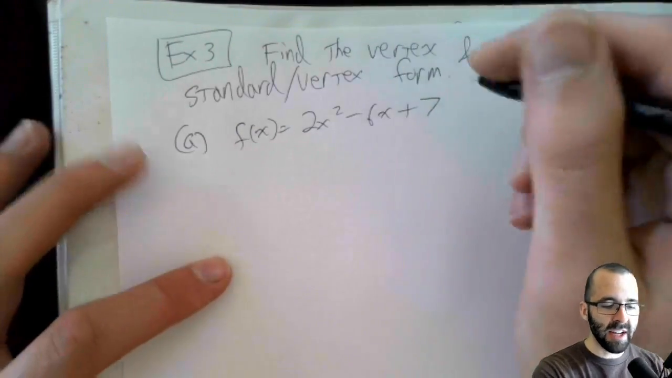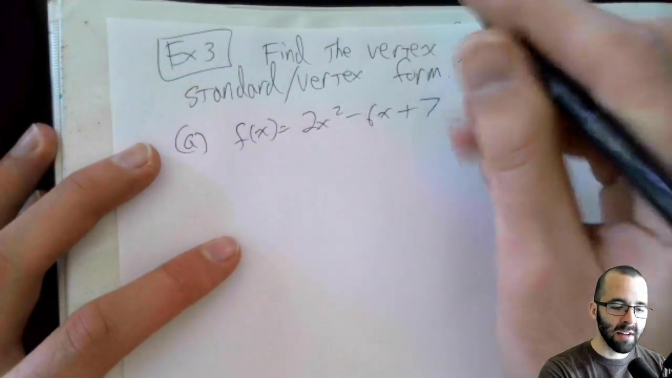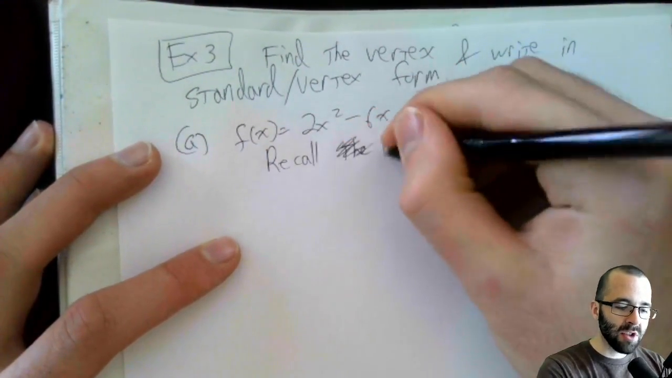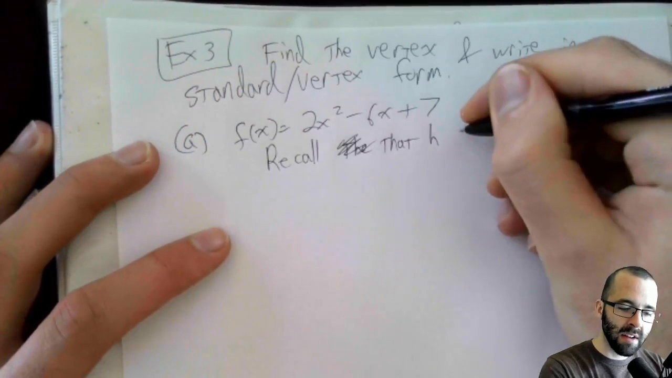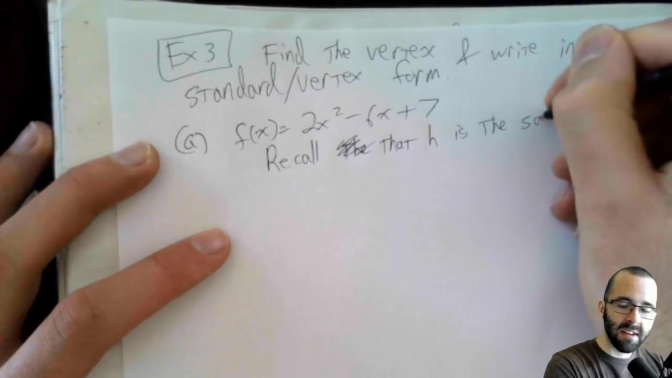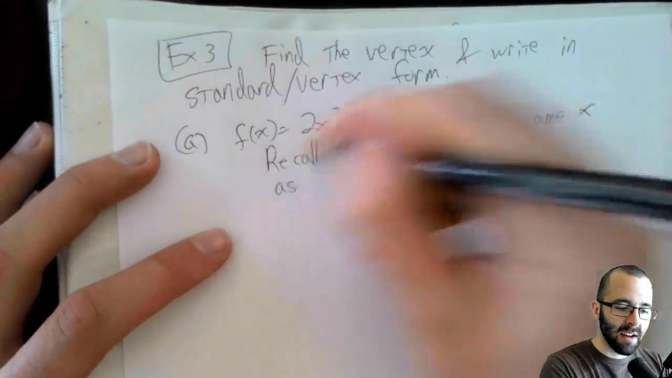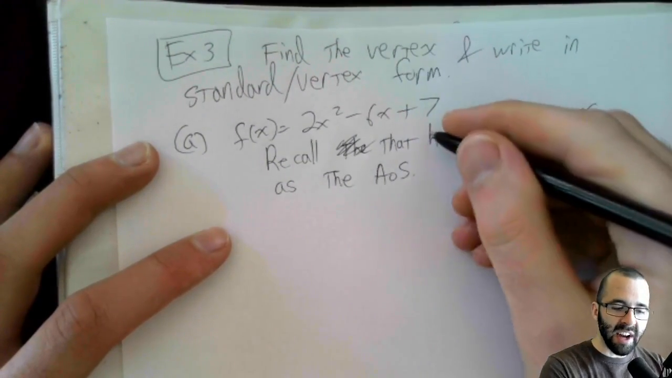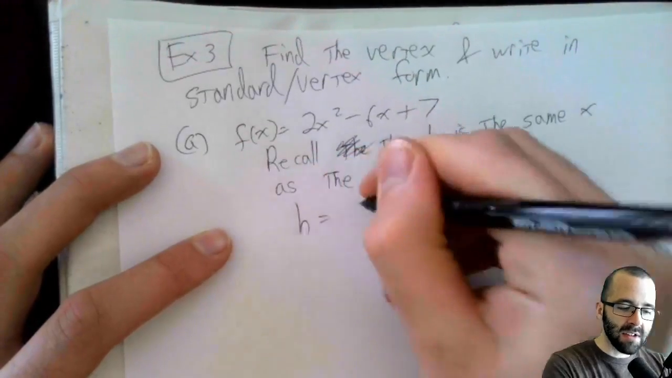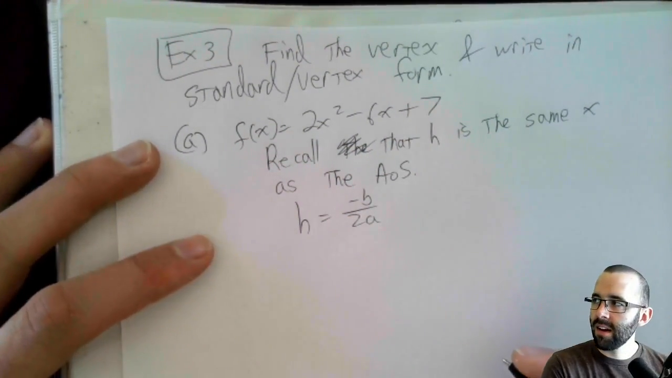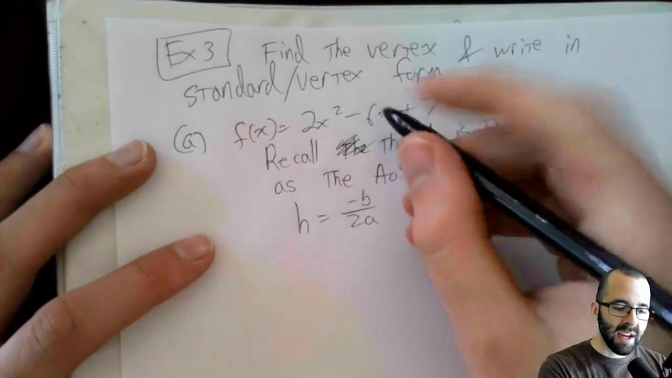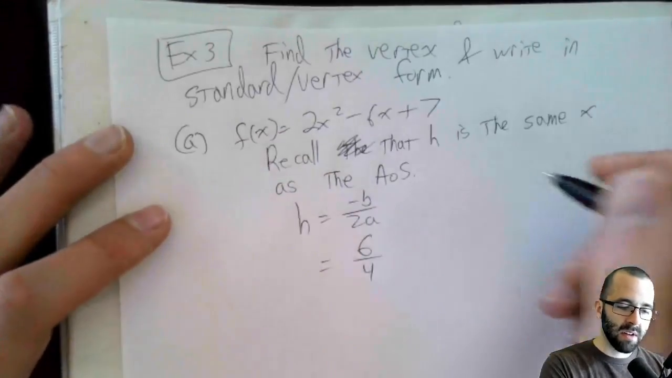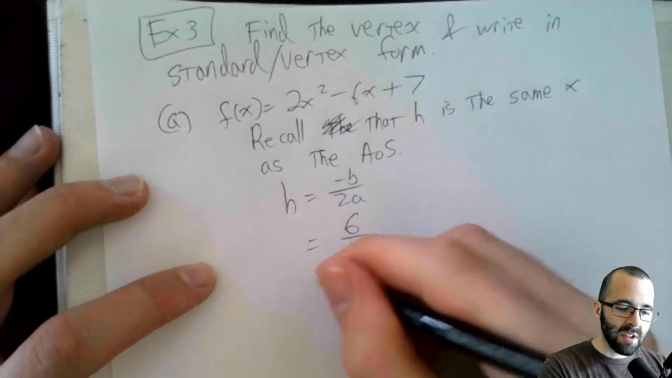So remember, the vertex is h, k, right? Recall that h is the same x as the axis of symmetry. So let's find h first. H is going to be negative b over 2a. What is negative b? Negative b is positive 6. 2a is 4, because a is 2. So h is just going to be 3 halves.